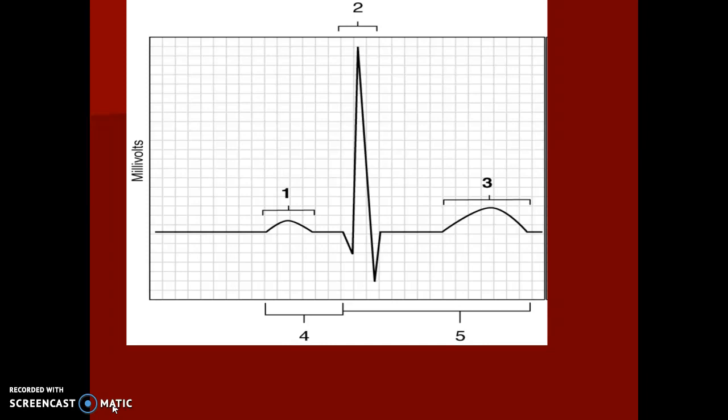One, we said, was the P wave. Right, the atria depolarize. At two is your QRS complex. That is the ventricles depolarizing or contracting. Three is the T wave, where the ventricles are now repolarizing. Four is the time from atrial to ventricular depolarization, from the time the atria start to beat to the time the ventricles start to beat. Five is the time from when the ventricles start to beat to the time the ventricles are repolarized and ready to beat again. All five are very important times for cardiologists to know.